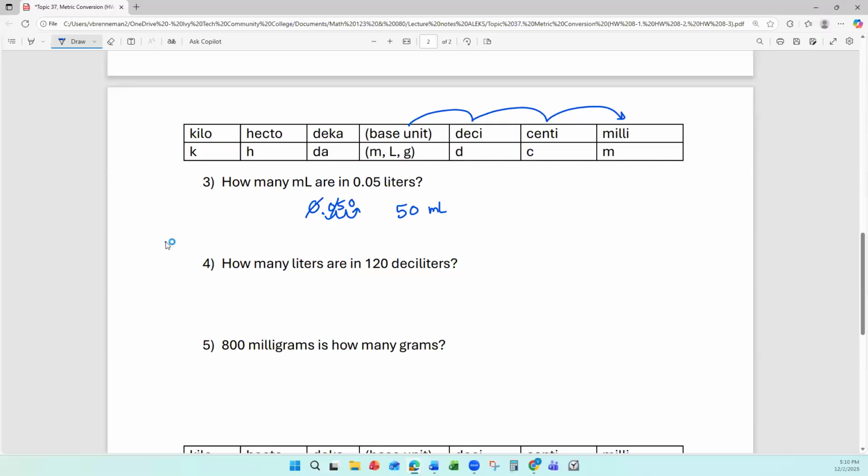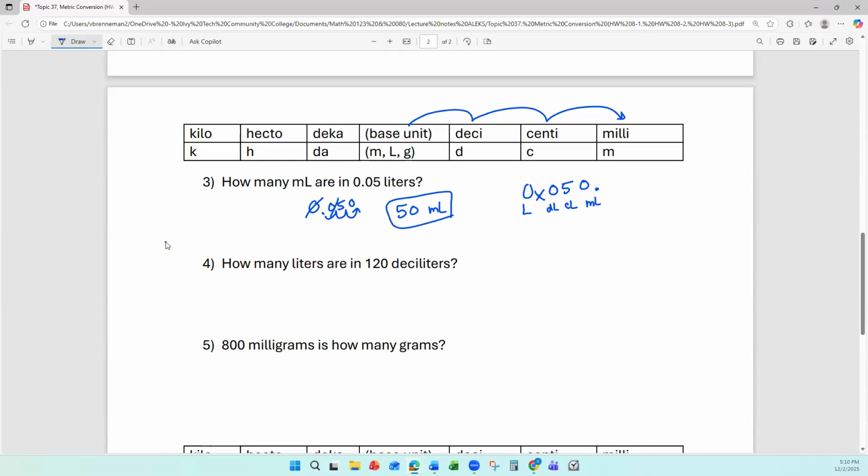Again, if you want to look at that as this is the just plain liters, this would be deciliters, centiliters, going to milliliters at the 0, and putting the decimal point at the end of the milliliters.